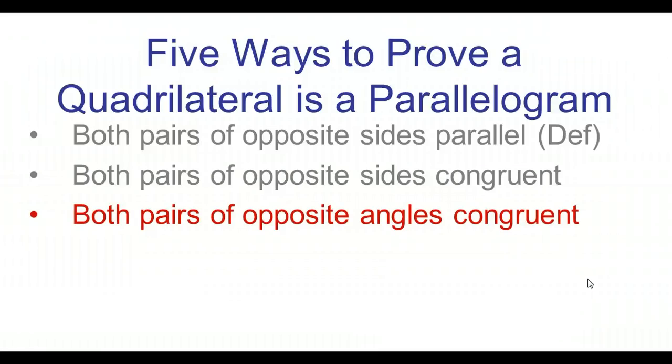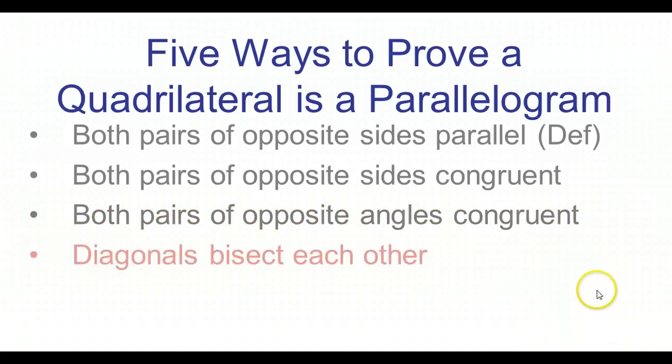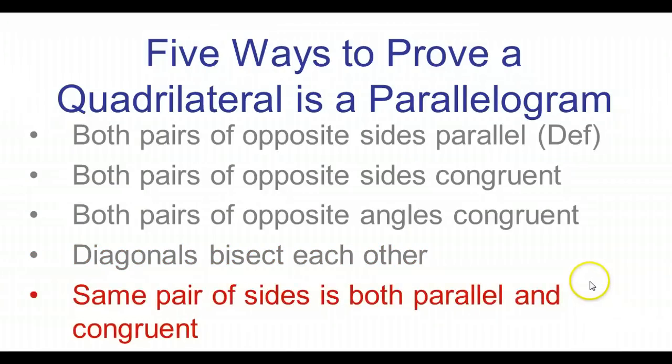If both pairs of opposite angles are congruent, it's a parallelogram. If the diagonals bisect each other, it's a parallelogram. And finally, if the same pair of sides is both parallel and congruent, you've got yourself a parallelogram. So, including the definition, there are 5 ways to prove that a quadrilateral is a parallelogram, and these are they.